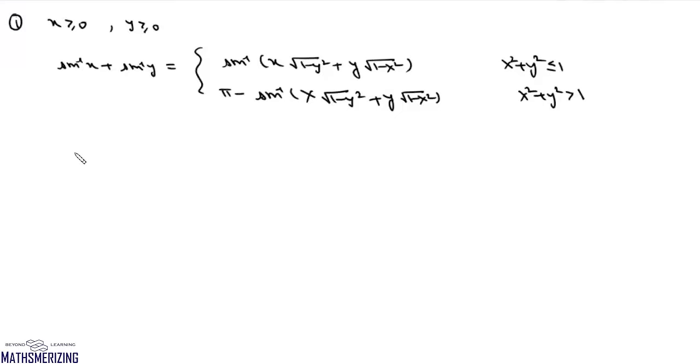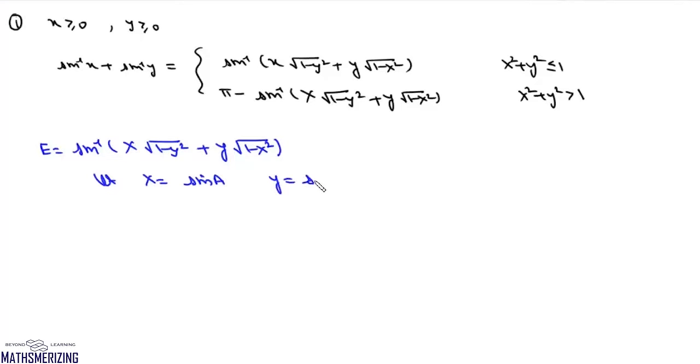So what we'll do is we'll try and simplify this expression, which is sin inverse of x under root 1 minus y square plus y under root 1 minus x square. Now what we'll do is we'll let x be sin a and y be sin b. So we can write this expression E as sin inverse of sin a cos b plus cos a sin b, and that is nothing but sin of a plus b.